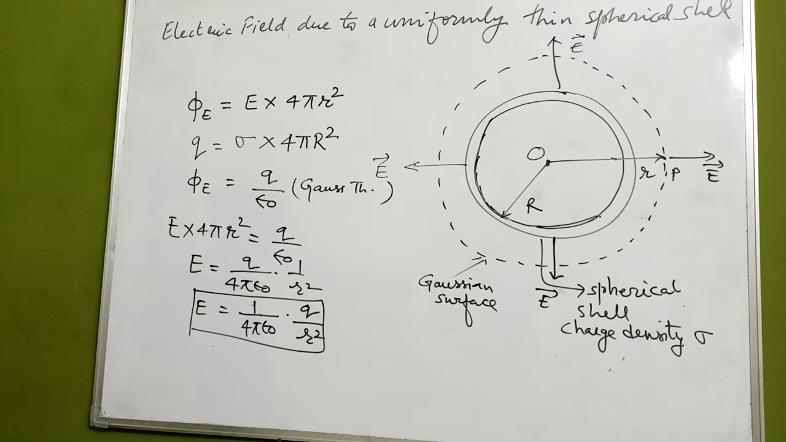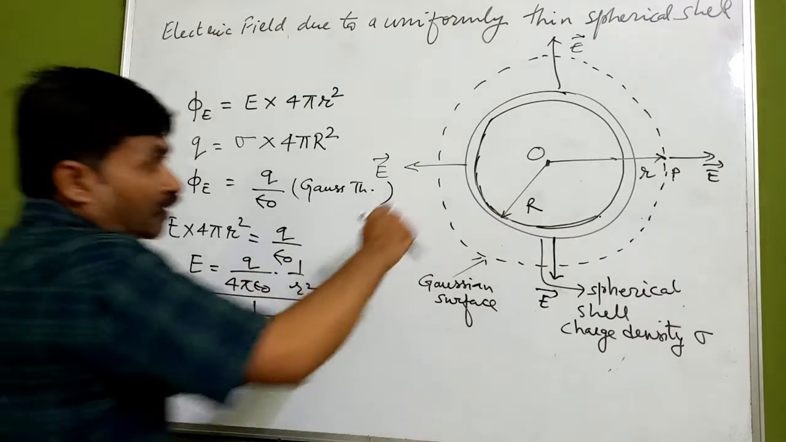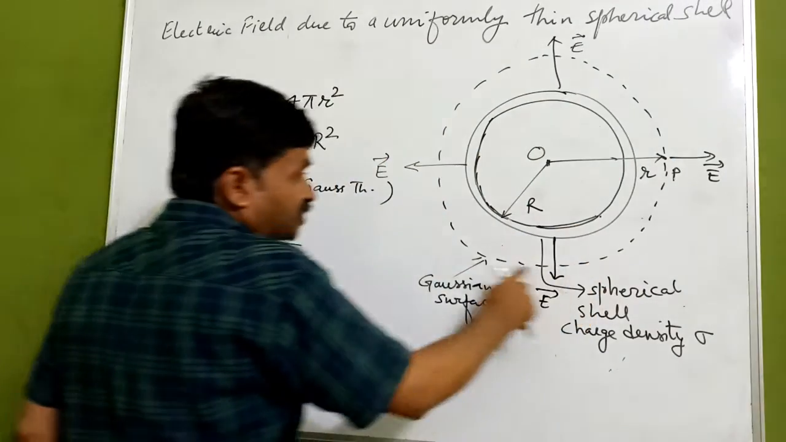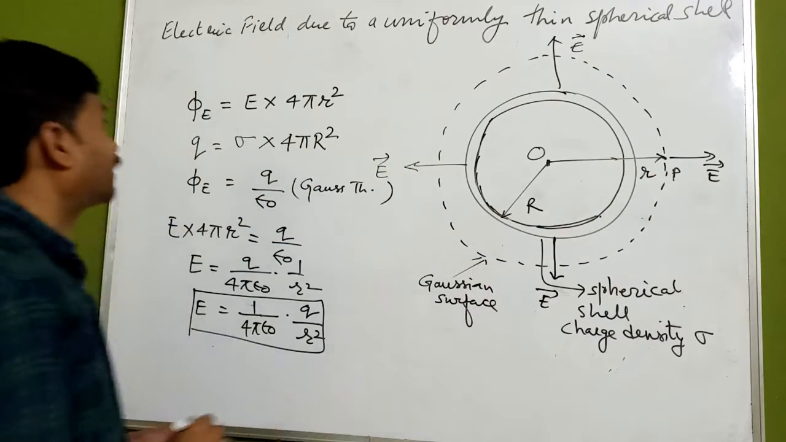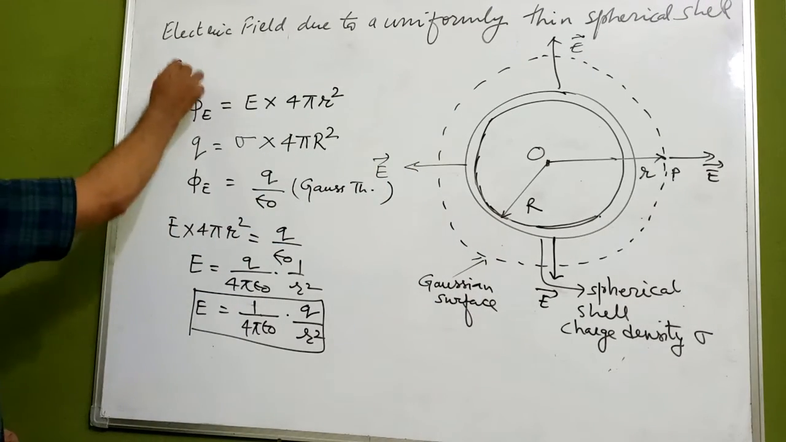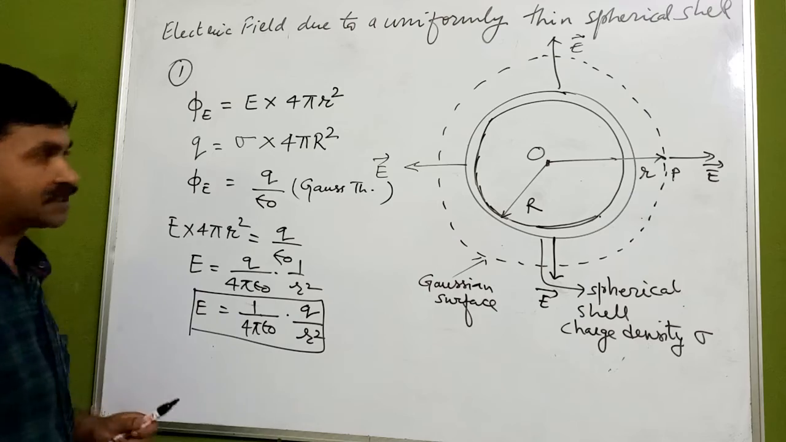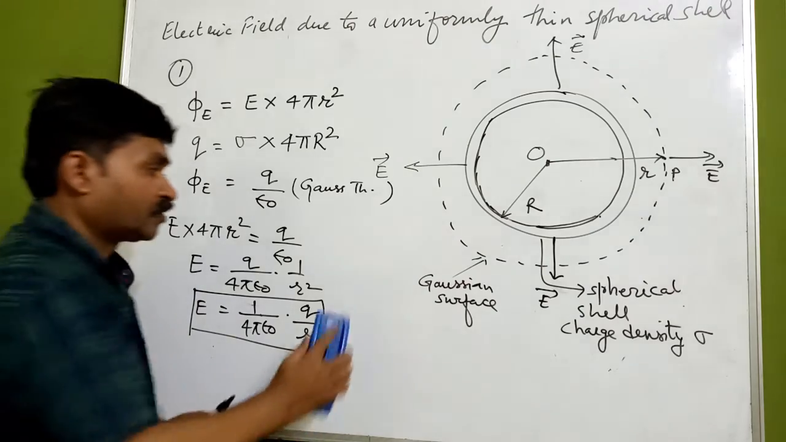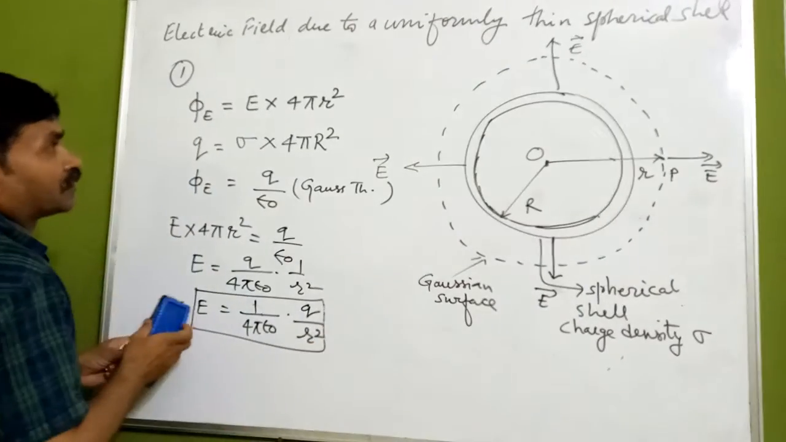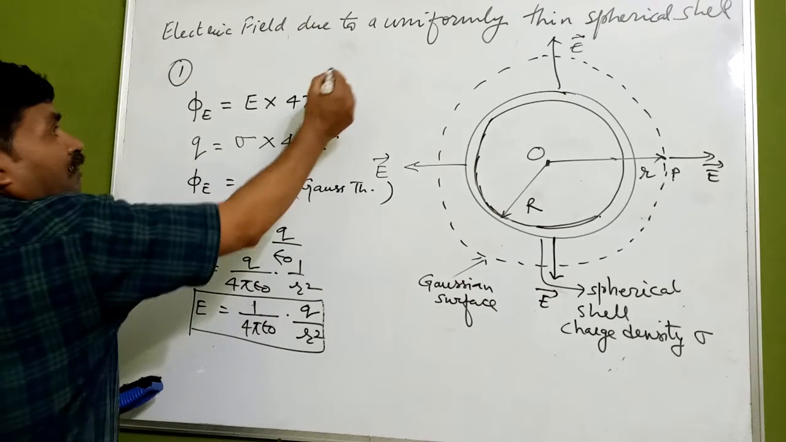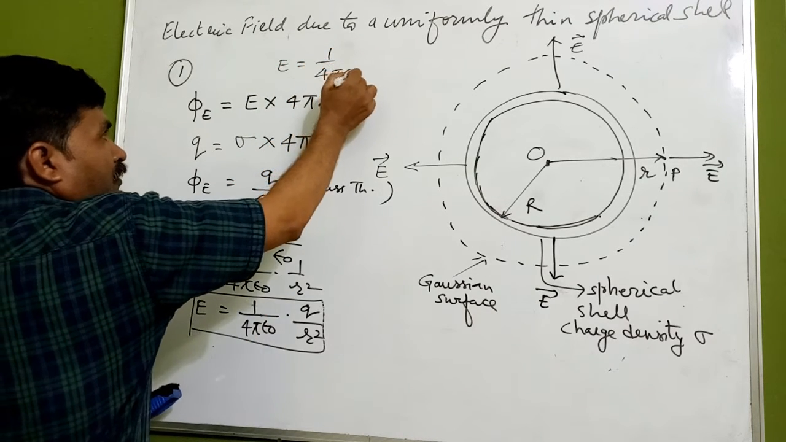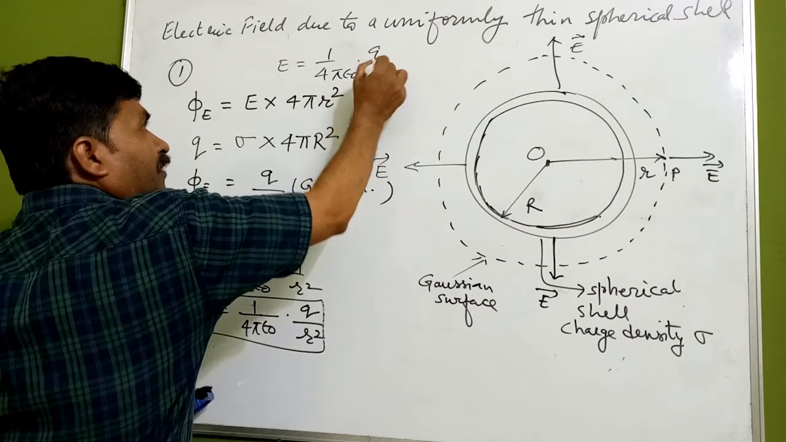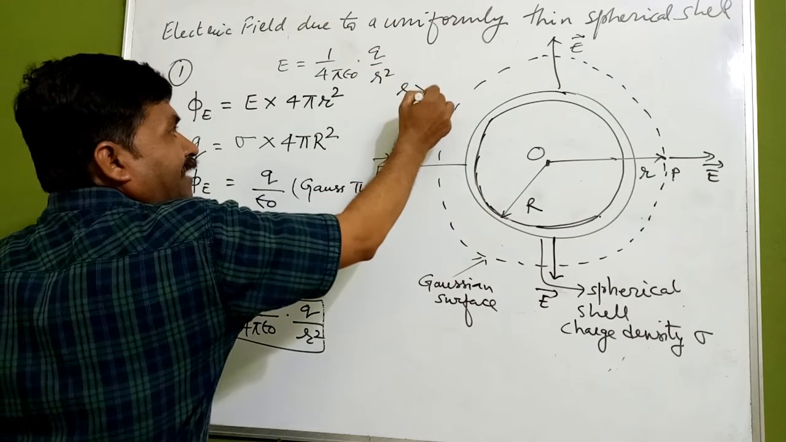Now we have taken the Gaussian surface which is outside, at the point r. This is the first case. Now let us go to the second case. In the first case we got E is equal to 1 upon 4 pi epsilon naught Q upon r square, where r is greater than R.